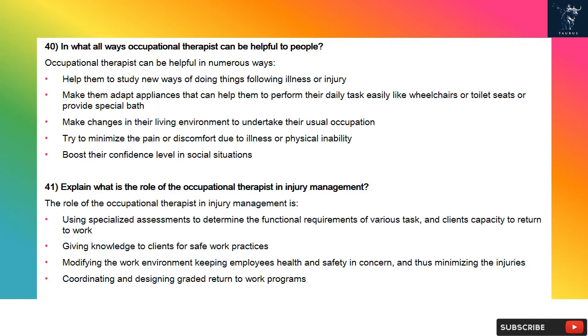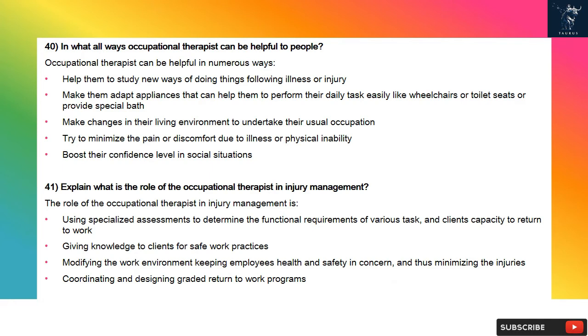40. In what all ways occupational therapists can be helpful to people? Occupational therapists can be helpful in numerous ways. Help them to study new ways of doing things following illness or injury, make them adapt to appliances that can help them to perform their daily task easily, like wheelchairs or toilet seats, or provide special bath, make changes in their living environment to undertake their usual occupation, try to minimize the pain or discomfort due to illness or physical inability, boost their confidence level in social situations.